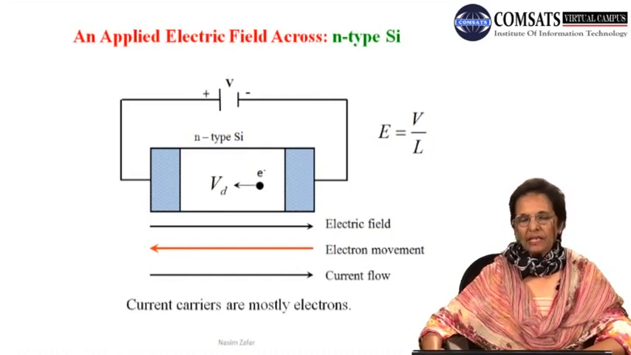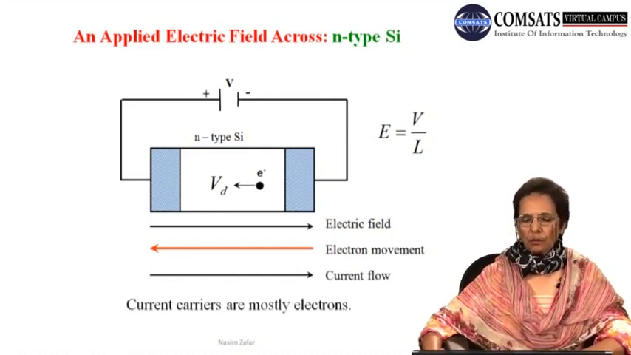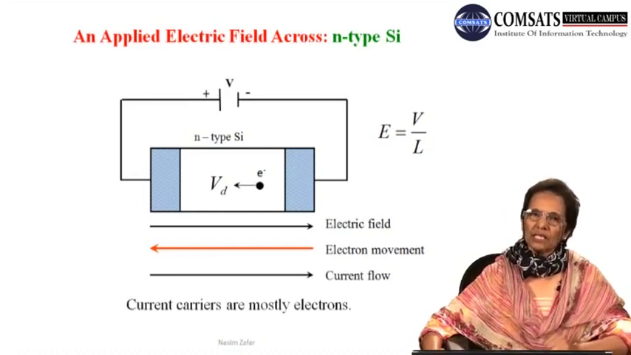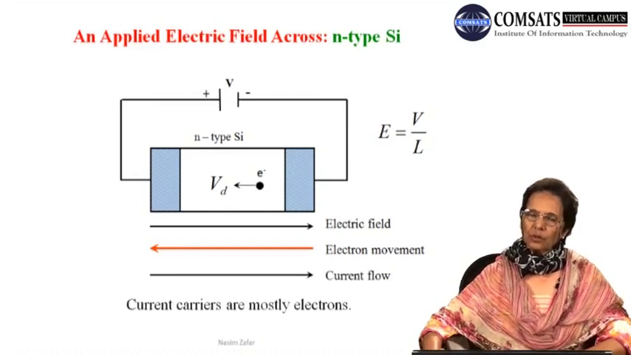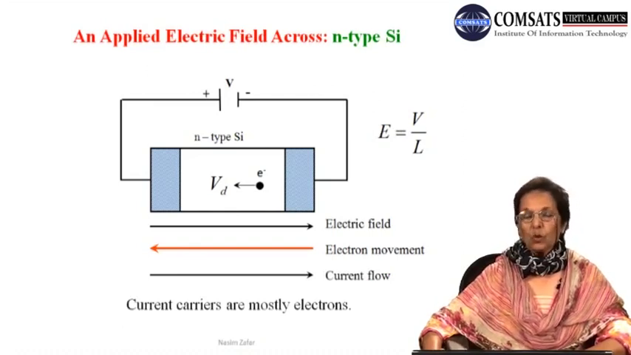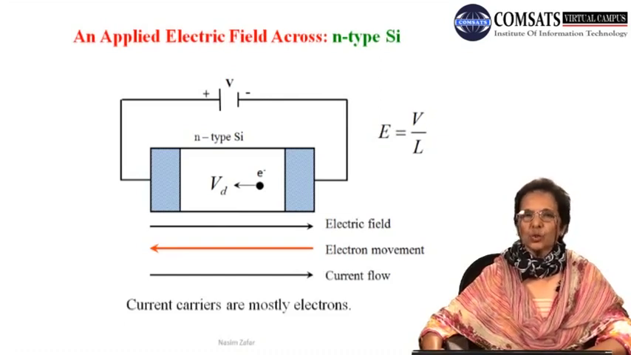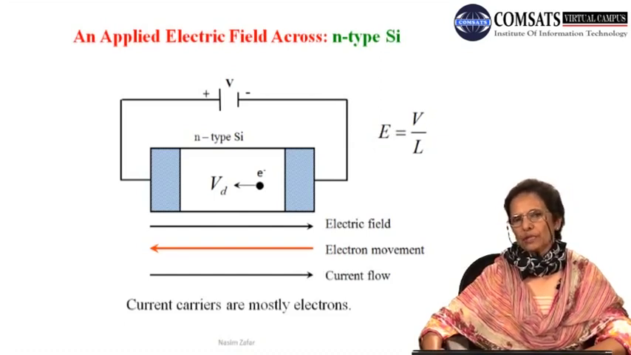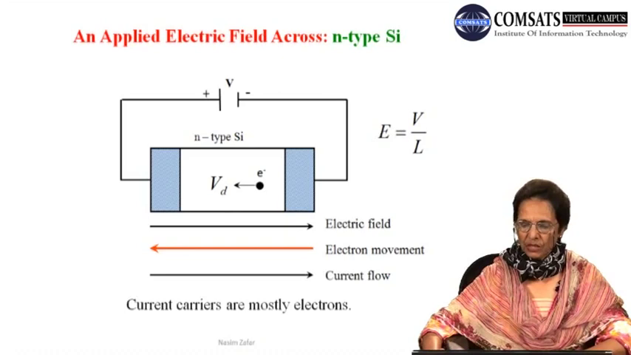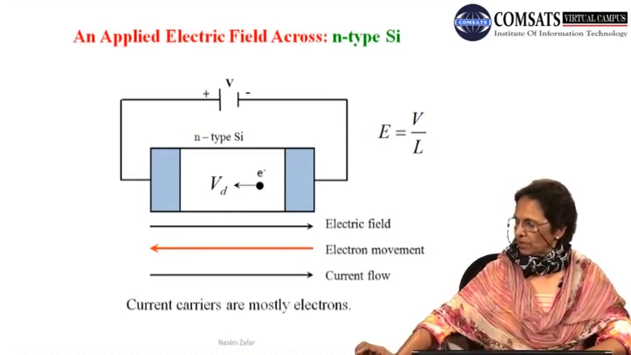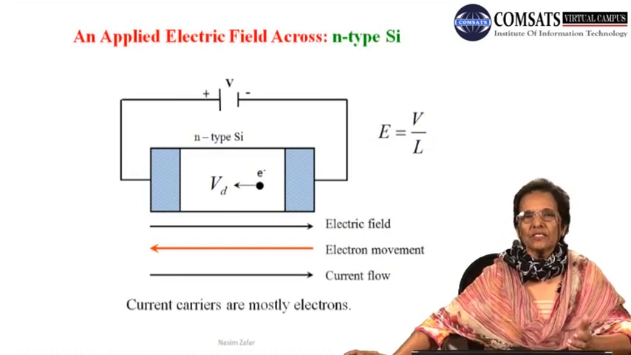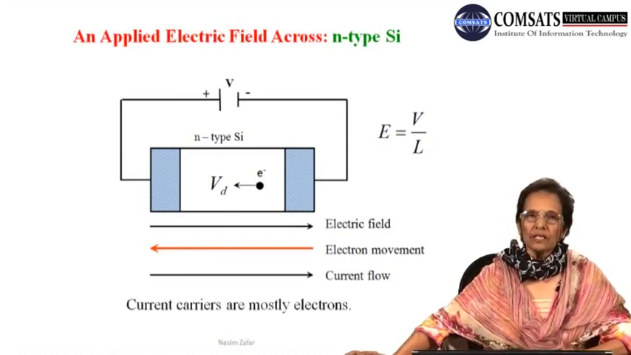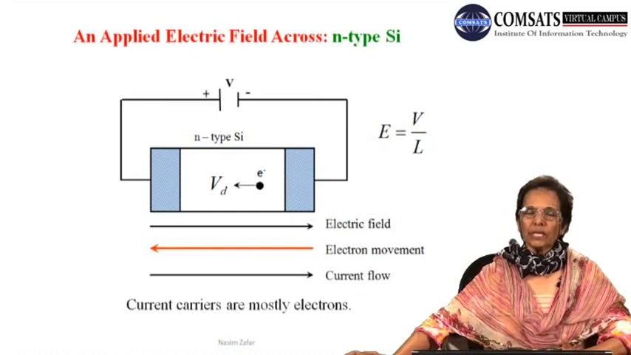The electric field, conventionally, is from the positive terminal of the battery towards the negative terminal, and the electron, being a negatively charged particle, would move opposite to the field, as shown by the red line in my transparency. But the current flow would be in the same direction as the direction of the applied electric field. So this transparency is an illustration of the current generated by an electron when it moves under the influence of an applied electric field.